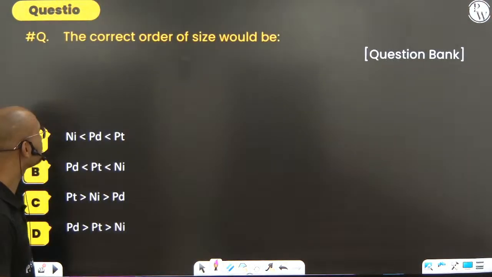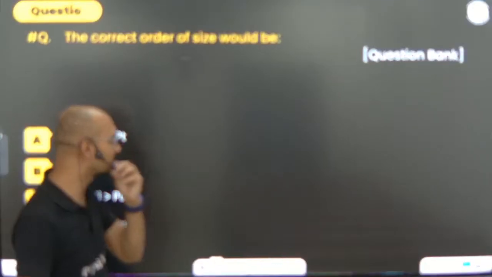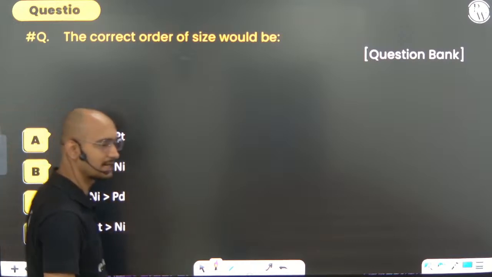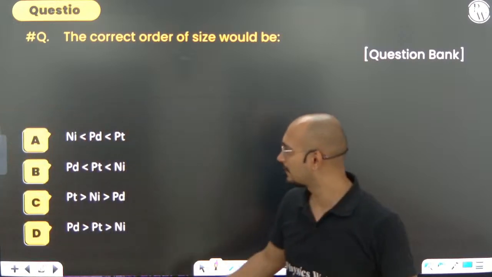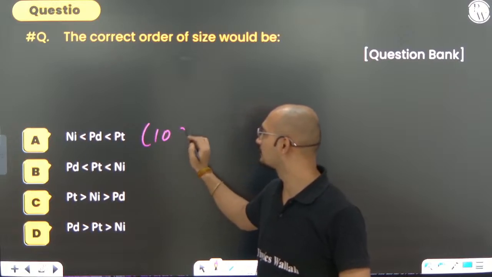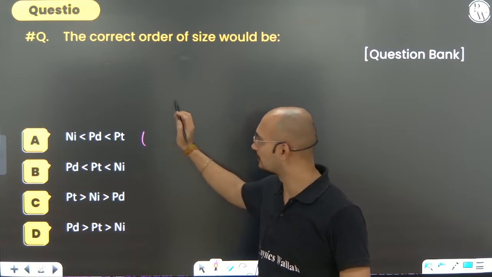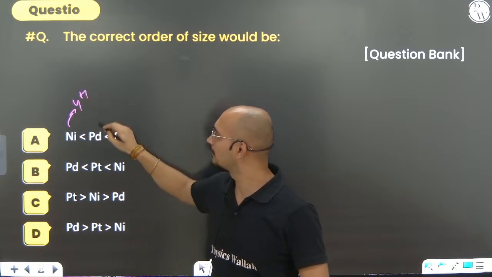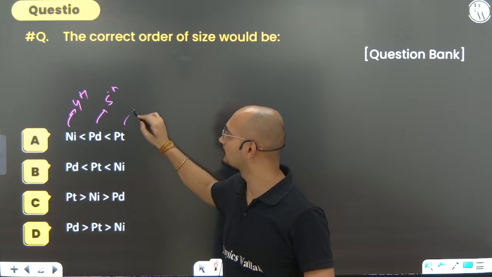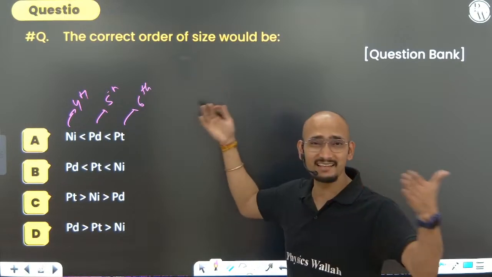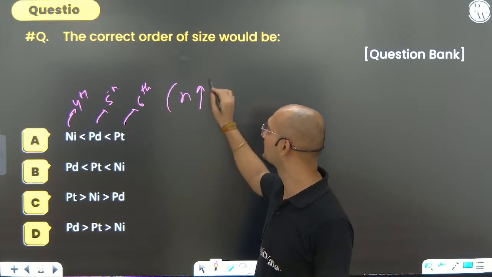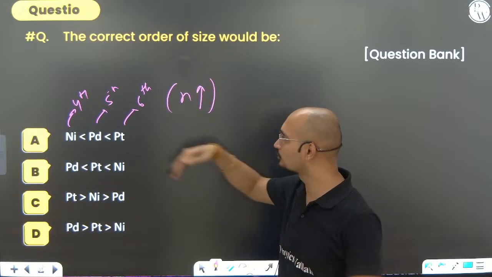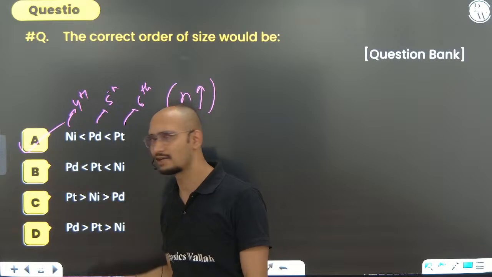Next. Now the correct order of size would be, what is the size? It is talking about radius. Nickel, palladium and platinum. Nickel, palladium and platinum are from group number 10. Nickel is from the 4th period, palladium from the 5th period, and platinum from the 6th period. As the period increases, the n value increases. So the farthest electron will be farther away, and their size will be more. So of course A is the correct option, not a big deal, right?